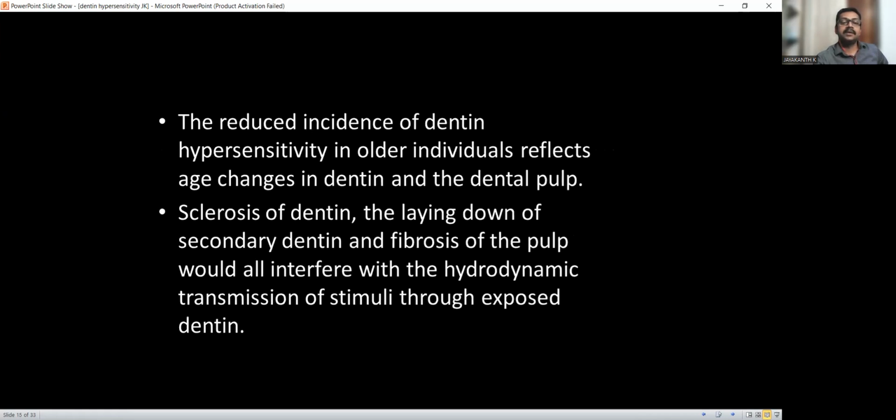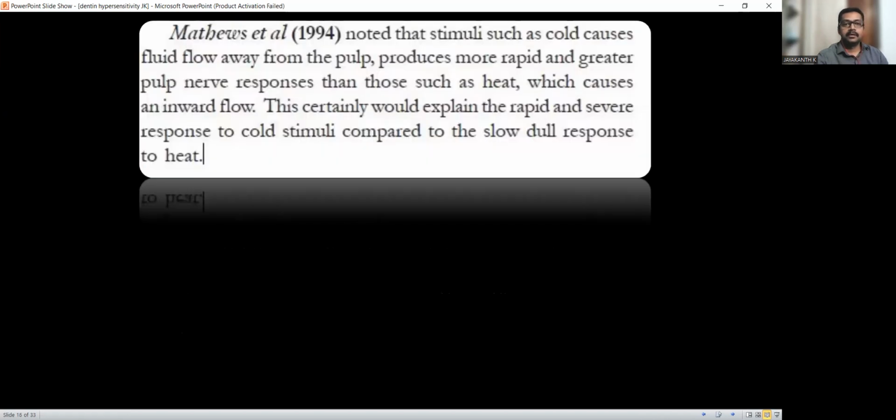The reduced incidence of dentin hypersensitivity in older individuals reflects age changes in dentin and the pulp. This we have discussed already. Matthews et al. noted that a stimulus such as cold, which causes fluid flow away from the pulp, produces more rapid and greater pulp nerve responses than those such as heat, which causes an inward flow. So Matthews et al. say that the hypersensitivity due to cold is sharper and more pronounced than to heat. The reason they cite is that cold stimuli cause an outward flow of dentinal fluid, whereas heat causes an inward flow of fluid. This would explain the rapid and severe response to cold stimuli compared to the slow dull response to heat.